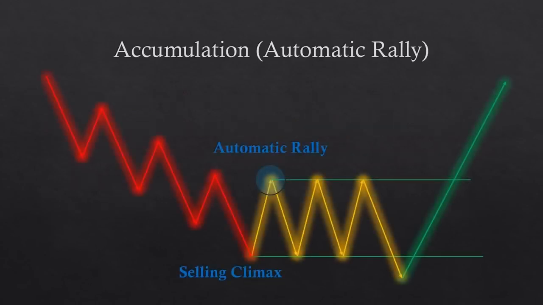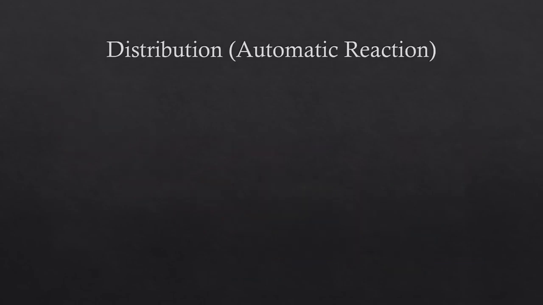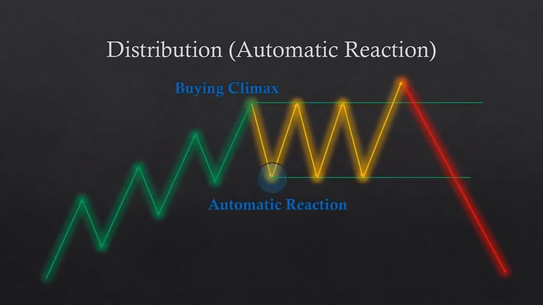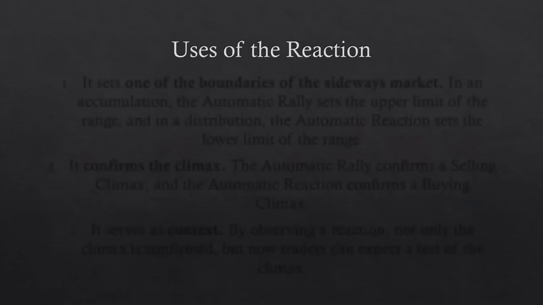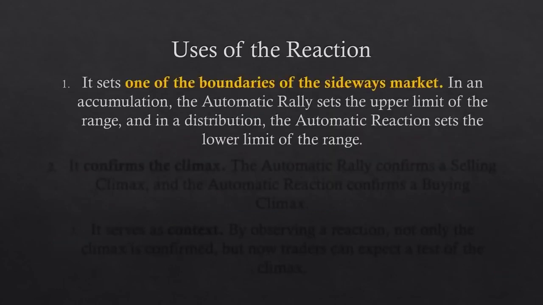In this illustration, you can see an example of an automatic rally, meaning the reaction after a selling climax. In this other illustration, you can see an example of an automatic reaction after a buying climax. There are three main uses for the reaction event. The first is to be used as one of the boundaries for the accumulation or distribution ranges. In the case of an accumulation, the automatic rally establishes the upper limit of the range or the resistance. In the case of a distribution, the automatic reaction establishes the lower limit of the range or the support.